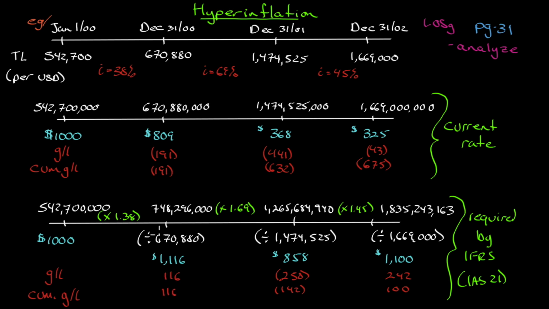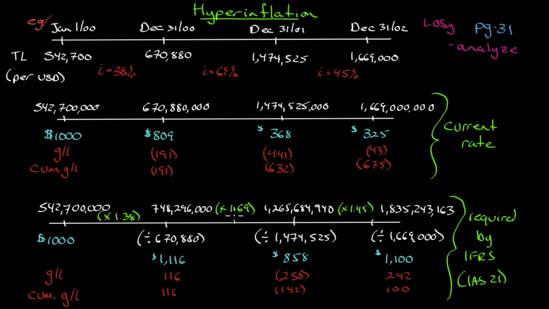That is probably right. Think about it this way. We bought this on January 1st. What if we sold it on December 31st? Chances are our selling price would reflect inflation, the 38%. Chances are we'd get this much Turkish lira. And if this is the current exchange rate, it would exchange back into this many US dollars. So that makes a lot of sense.